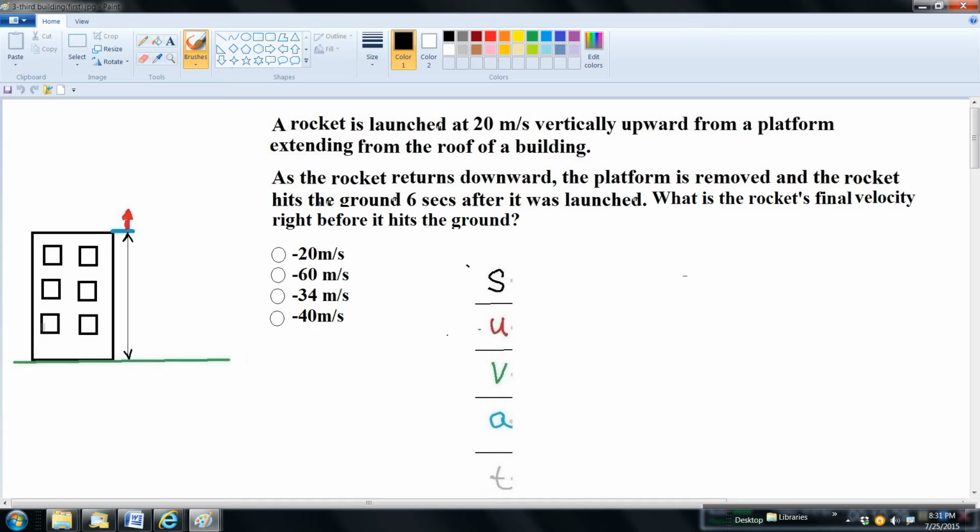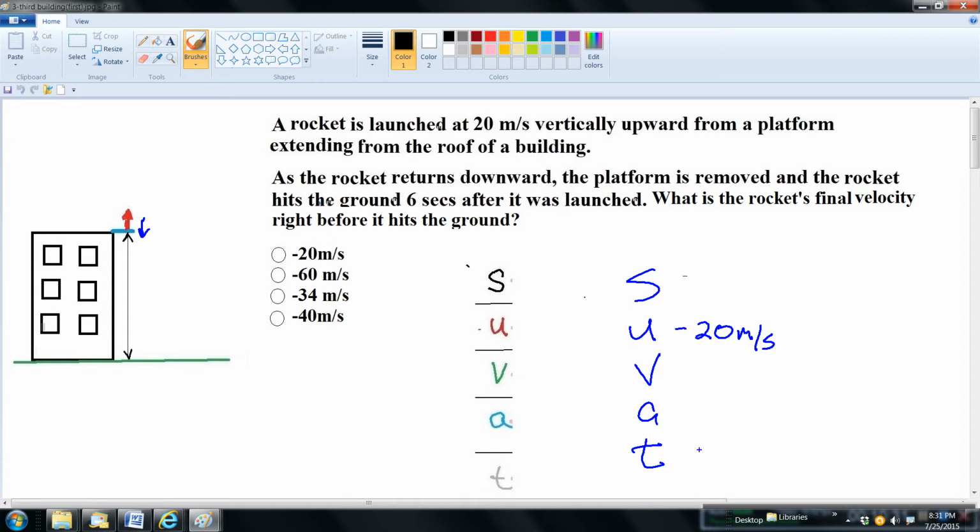So we could solve this problem another way. We could still get the same answer. I'm just wanting to show you that we could create another SUVAT problem. So at this point, when the rocket has just returned, we'll start our problem. And so our initial velocity at that point will be minus 20 meters per second.